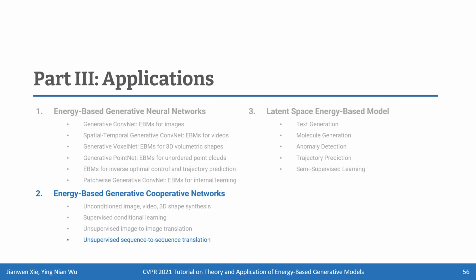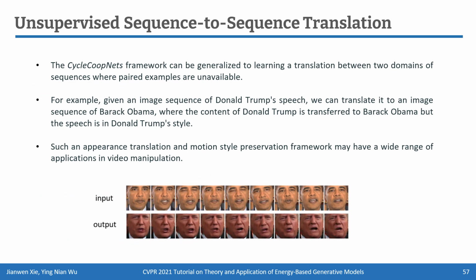Next, I'm going to talk about unsupervised sequence-to-sequence translation. We can generalize the cycle-consistent cooperative network to learning a translator between two domains of sequences, where paired examples are unavailable. For example, given an image sequence of Donald Trump's speech, we can translate it to an image sequence of Obama, where the appearance of Donald Trump is transferred to Obama, but the speech is in Donald Trump's style.